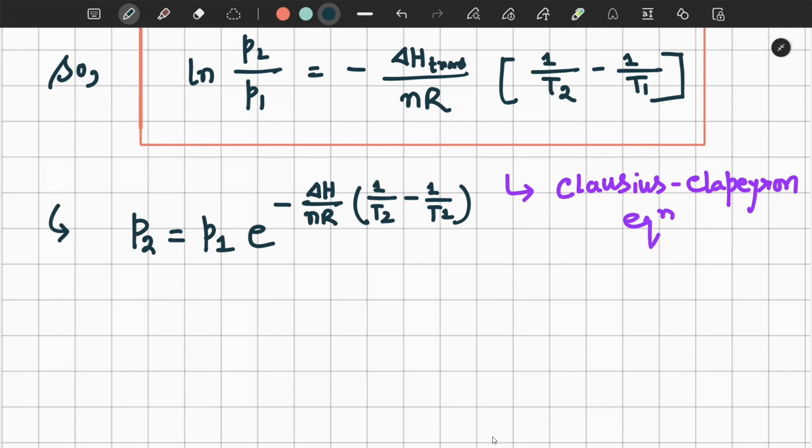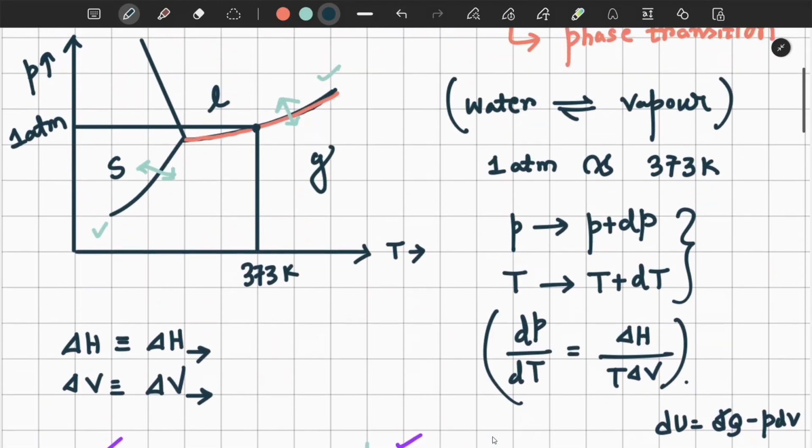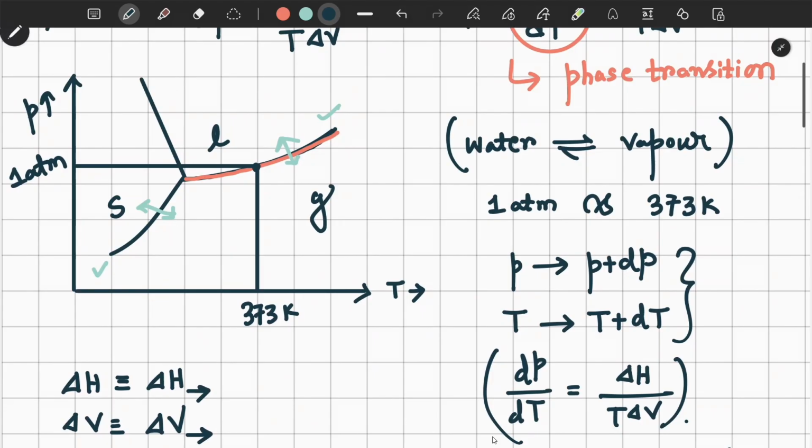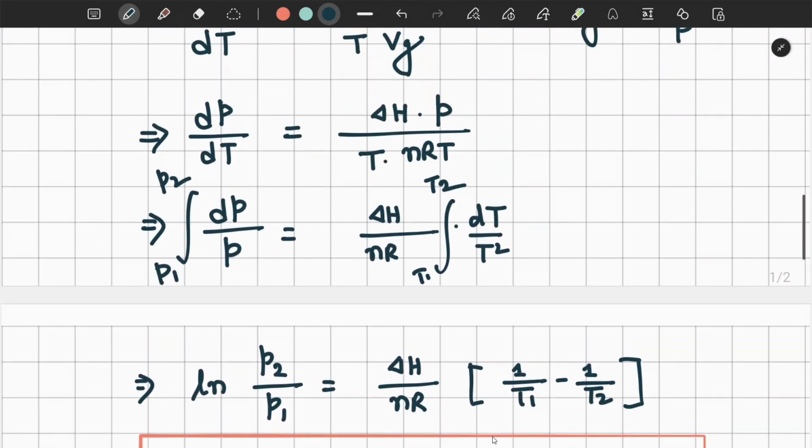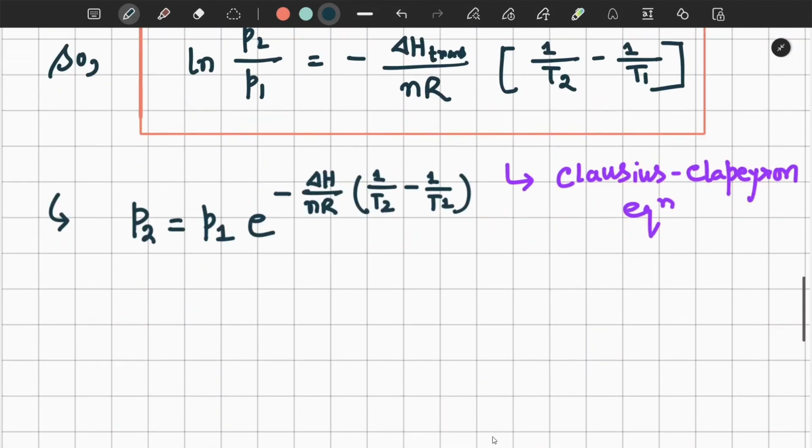Okay. So you can see this is an exponential behavior. That's why these curves are exponential. These two, solid to liquid and liquid to gas, solid to gas and liquid to gas, these curves are exponential in nature. And this one is not exponential, that we can also see. But here it is clear. This is exponential.